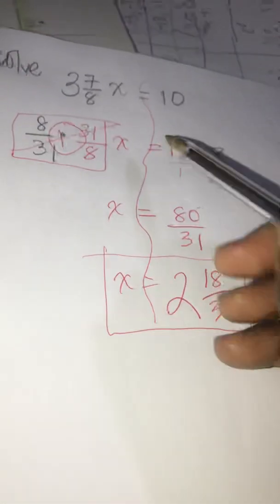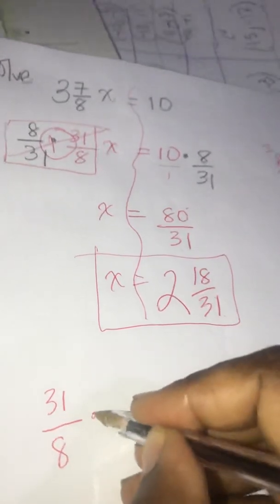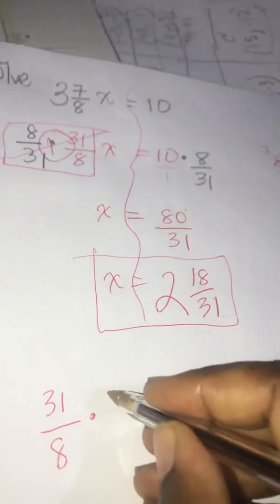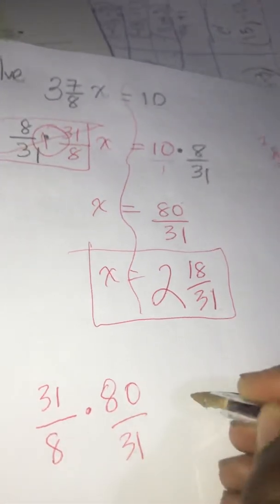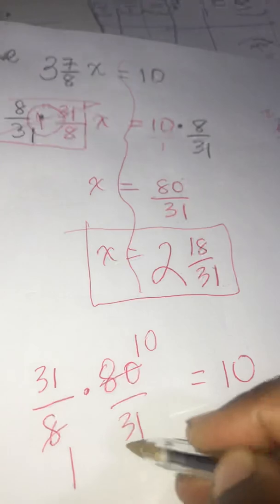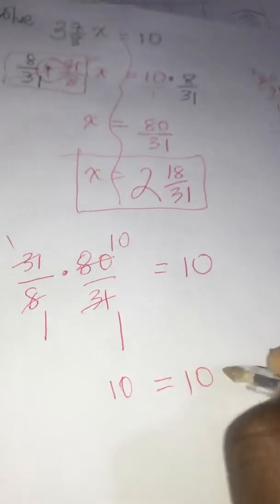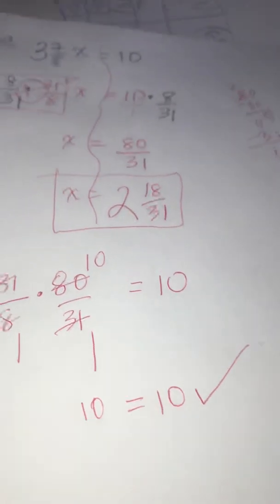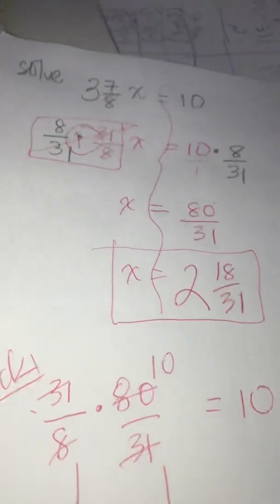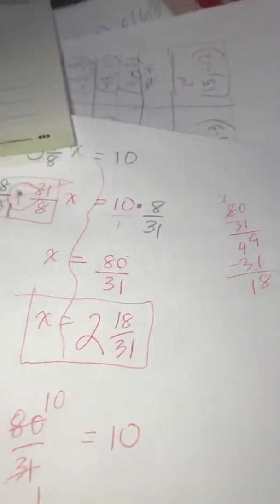Do it. You do over here. 31 over 8 times 80 over 31 equals 10. 8 goes here once, 8 here goes 10. 31 goes here once, 31 goes here once. And here is 10 equals 10. Okay? So that is how we do this lesson. So finish your examples A, B, C, D, E, F, G, and H. And do the 1, 2, and 3 on Aleph.